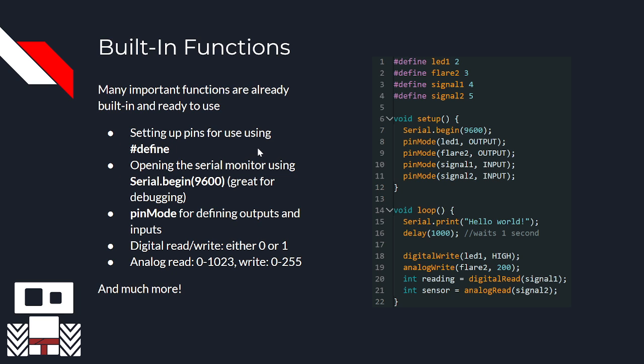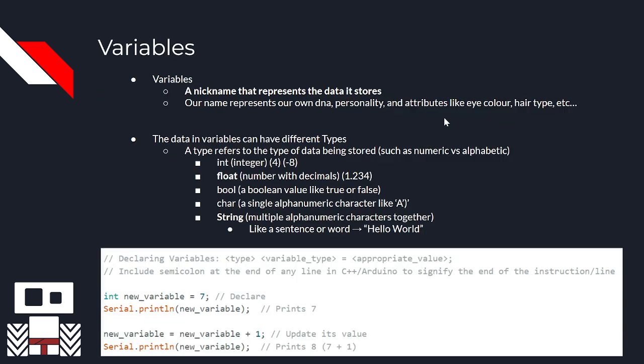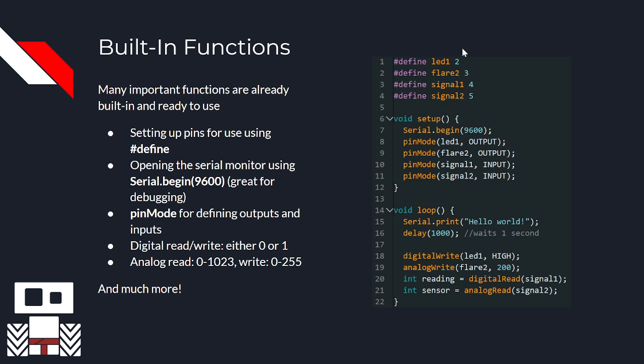Now, we're going to go into some more built-in functions that Arduino has to add some additional functionality. For example, initially at the top, you can use hashtag define in order to set up your pins. You can say the motor is on pins 2 and 3, if that's where you connected your motor. Or here we have an LED connected to pin 2. So then we'll just tell Arduino that this is where everything's connected to.